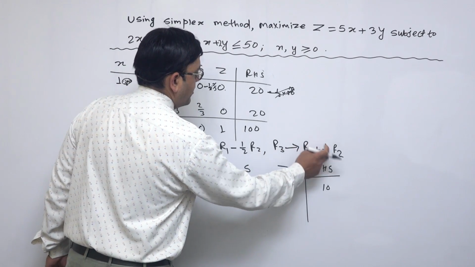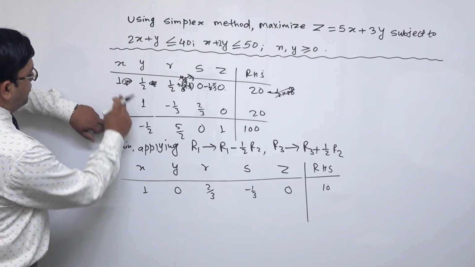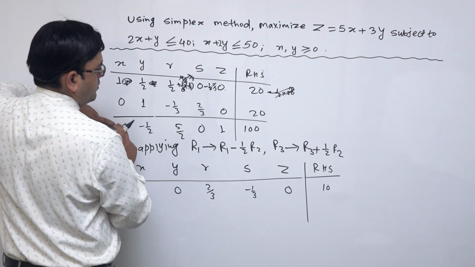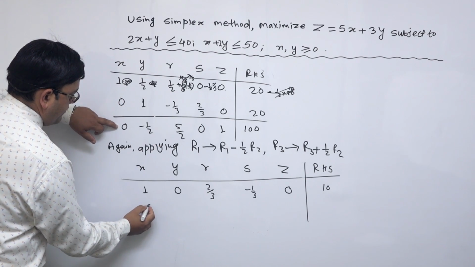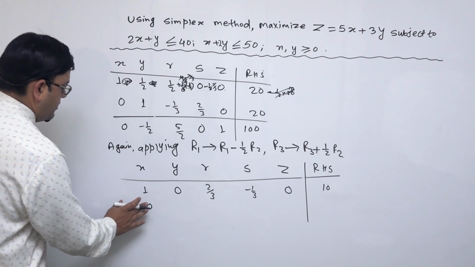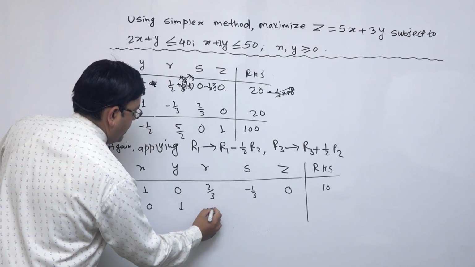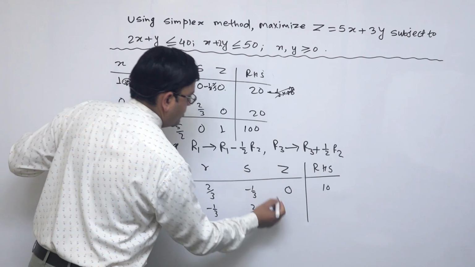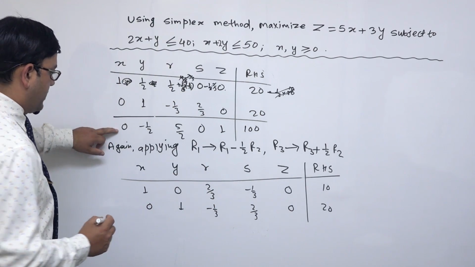Again we have to change R3. R3 changes into R3 plus 1 by 2 R2. So 0 minus 0 is 0. Dear students, now we have to write this at first: 0, 1, minus 1 by 3. So 2 by 3, and this is 0, and this one is 20. Now third one.